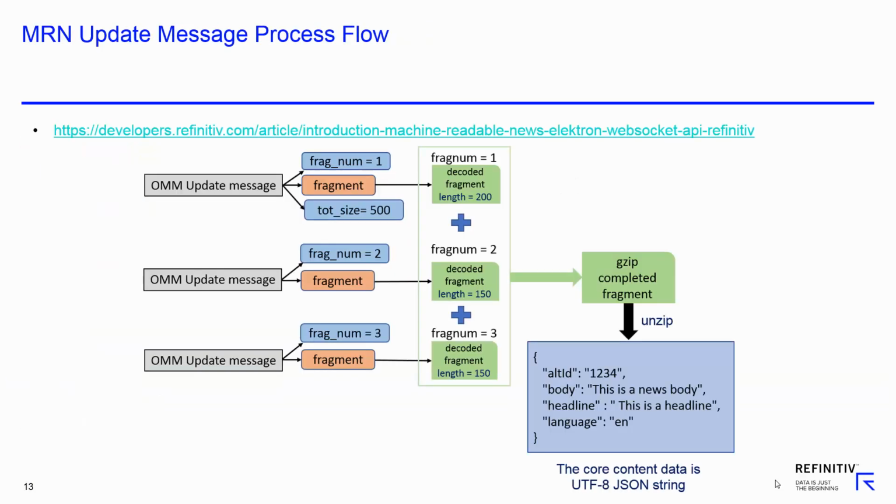The main concept for processing MRN data is that the application keeps checking the decoded fragment field byte length until it equals the total size field value. If they are equal, it means this news item is complete. The application can unzip the decoded fragment to get the JSON news message. If not equal, the application waits for the next fragments from subsequent updates of this news item. You can find a step-by-step document in the Developer Portal website MRN article. Next, I will show you a brief step-by-step code in Python.